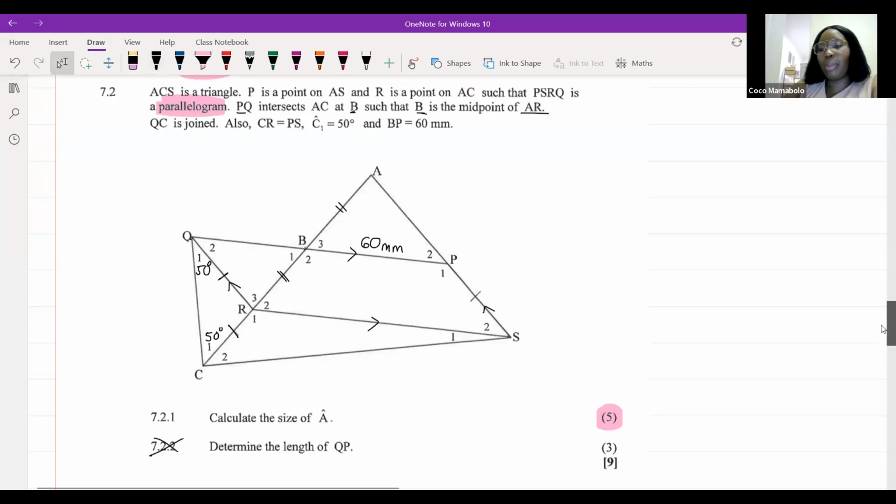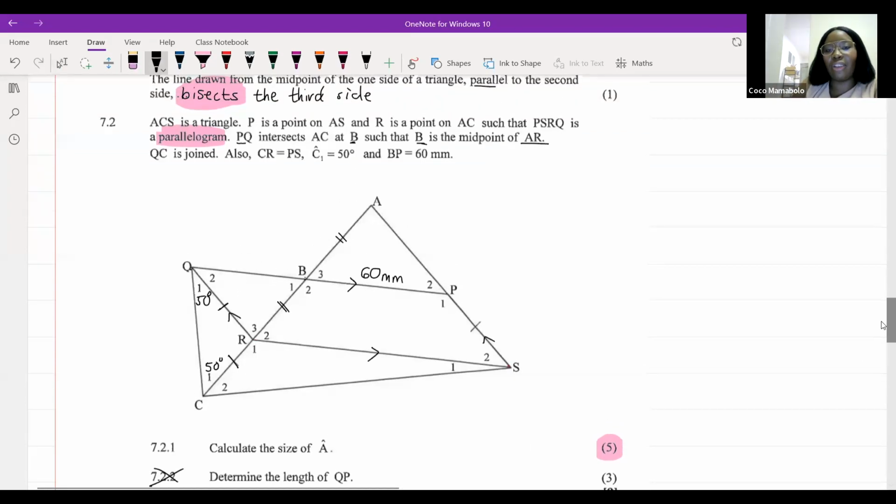All right. Let's talk about how to find the size of angle A. Let's take what we've been given and see how we can connect it to the angle A. Who wants to start us off? Who's got an idea? Good, Rimufile. CR is equal to PS. That is a given. Thank you very much.